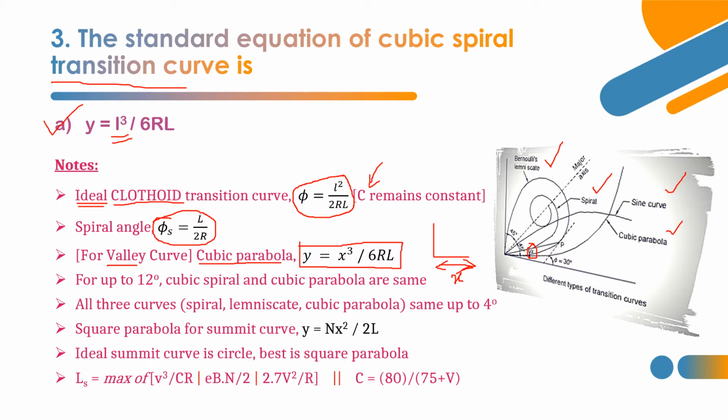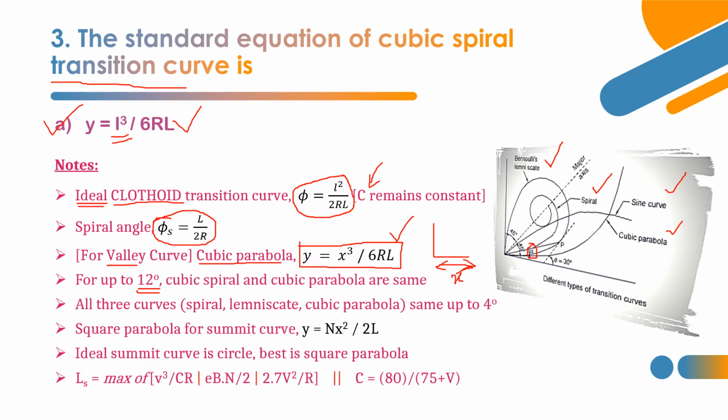Now let's say some other point. For up to 12 degree, cubic spiral and cubic parabola are one and the same. So this formula and this formula are the same up to 12 degree. In higher degree it will vary. So that's why there is some difference between these two formulas, clothoid and cubic parabola. Clothoid is ideally suited for transition curve.